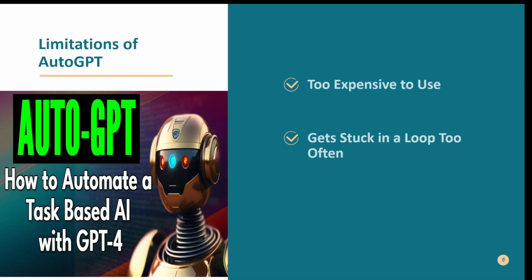The first one is it's too expensive to use. While the functionality is amazing, AutoGPT in practice will likely disappoint you. It uses the expensive GPT-4 model. The cost per task completion is very high even for a small task. This is mainly because AutoGPT can use GPT-4 numerous times at each step of a particular task.